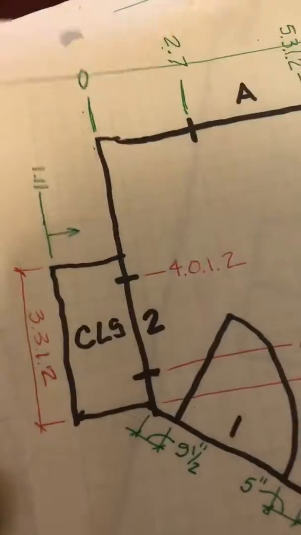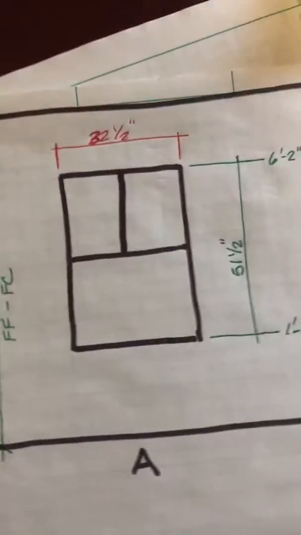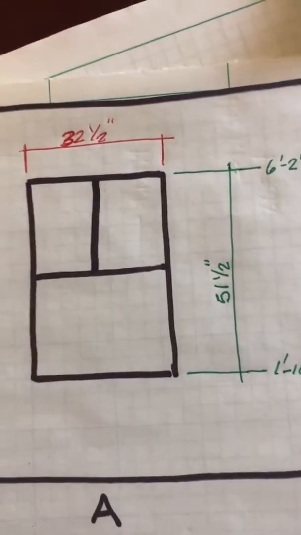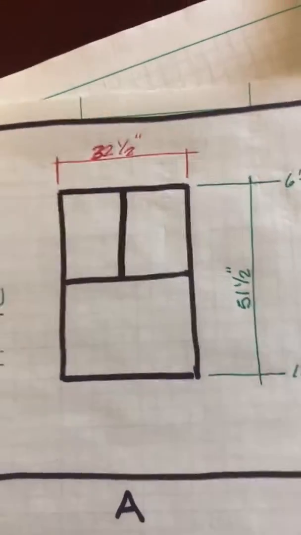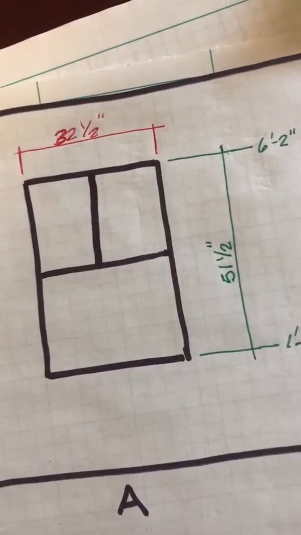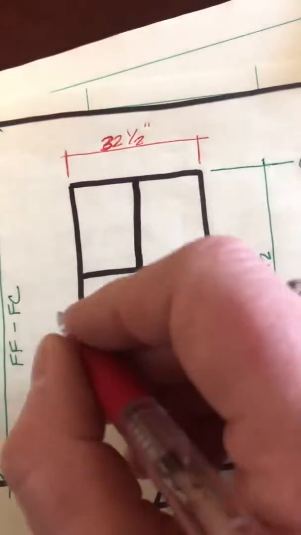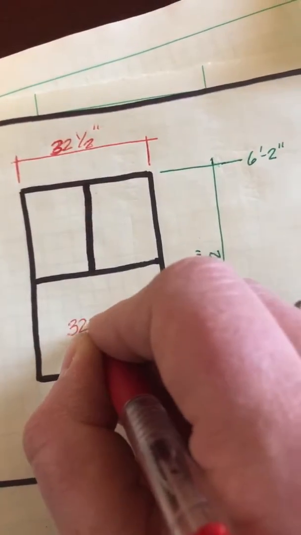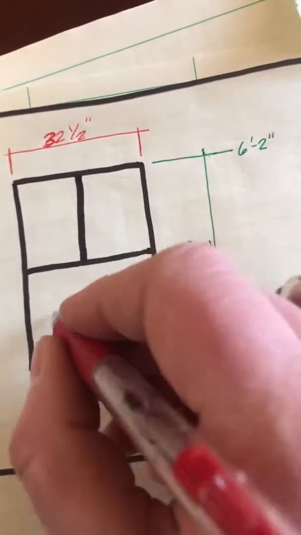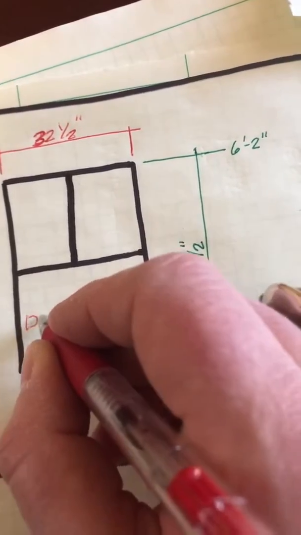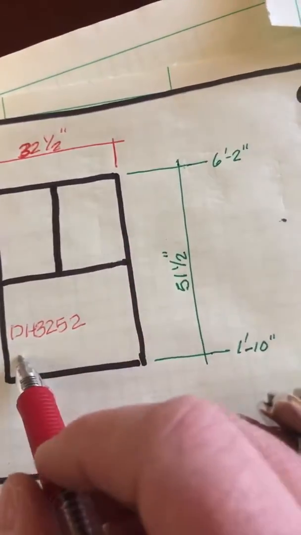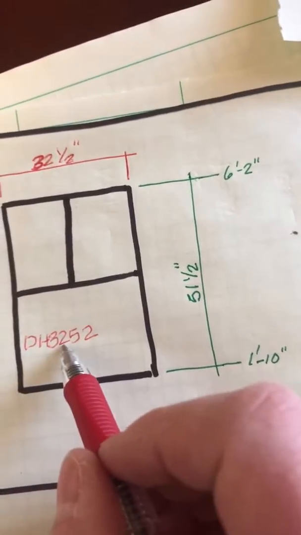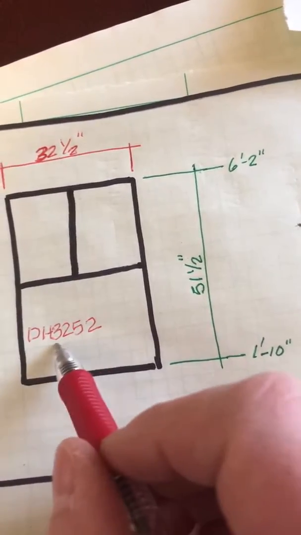We see this window called out on a plan. The nominal unit size of this window would be 32 by 52. So we would leave off the half-inch marks, for example. And so we might see 32, 52, and then in front of it, DH. So that stands for double hung, 32 inches by 52 inches. Again, the width is always first.